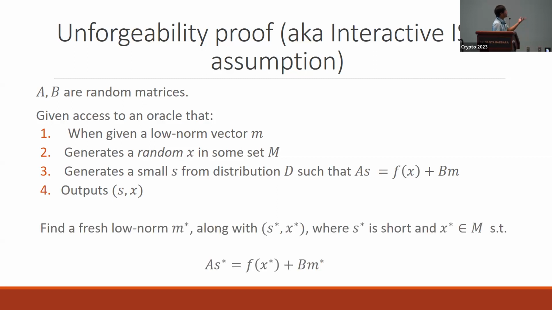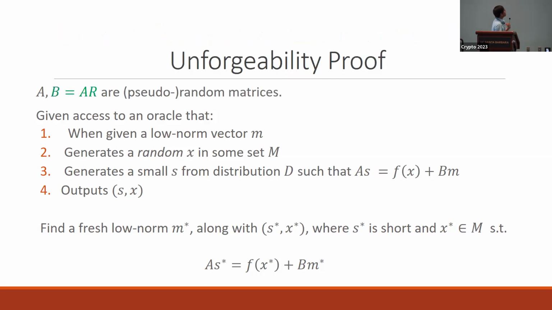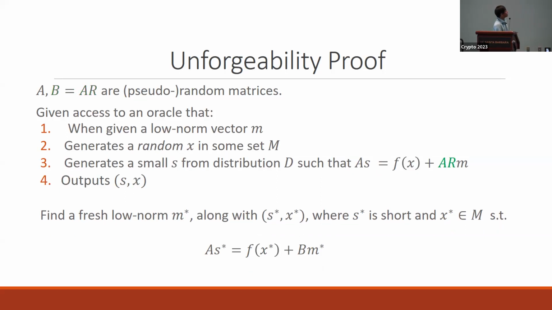And now the goal is to find a new M star along with the S star, X star such that S star is short, X star belongs to that space M, and AS star is equal to f of X star plus BM star. So the general idea is, I discussed what the role of the matrix B is. It is kind of the commitment key, but it's also useful because in the proof, we can swap B with A times R, where R is short. So then I will swap all the places where there is B with AR.